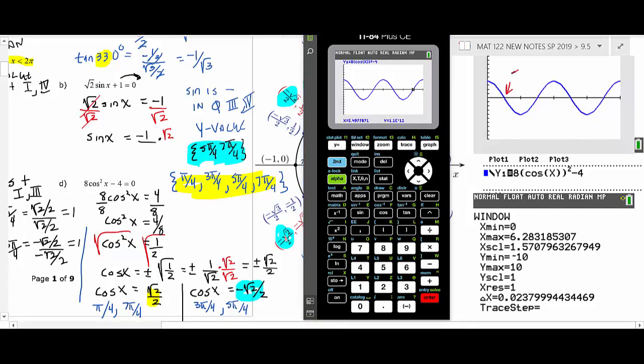So again, that's the pi over 4. This is the 3 pi over 4. This is the 5 pi over 4. And then the next one is 7 pi over 4. All right, so that's how that goes.